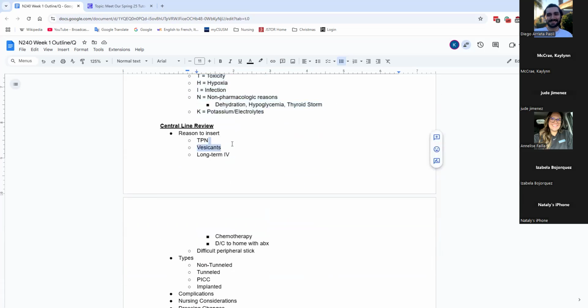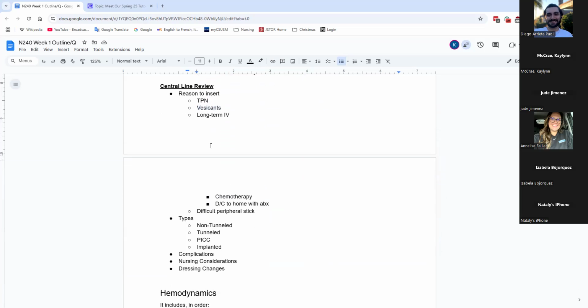All right. So let's see. Now let's go do the central line review. I listed here some reasons to insert central lines. It can include a patient that needs TPN, patients receiving vesicants IV, long-term IV, such as patients being discharged home with antibiotics, chemotherapy, or even because they're difficult to get a PIV in.